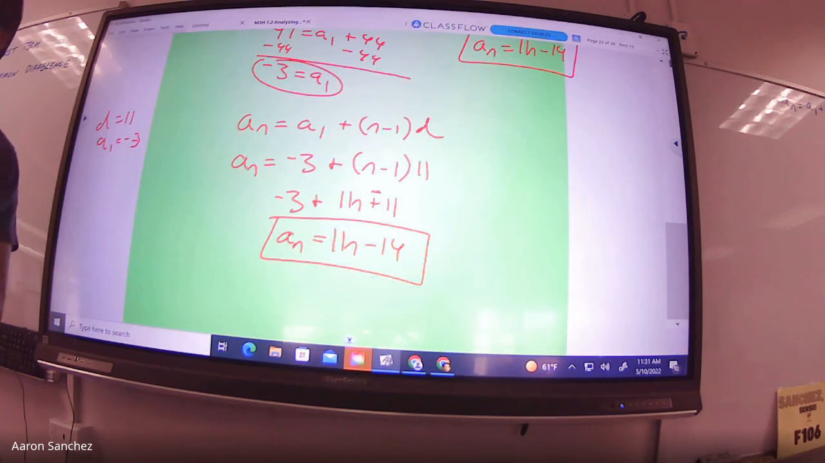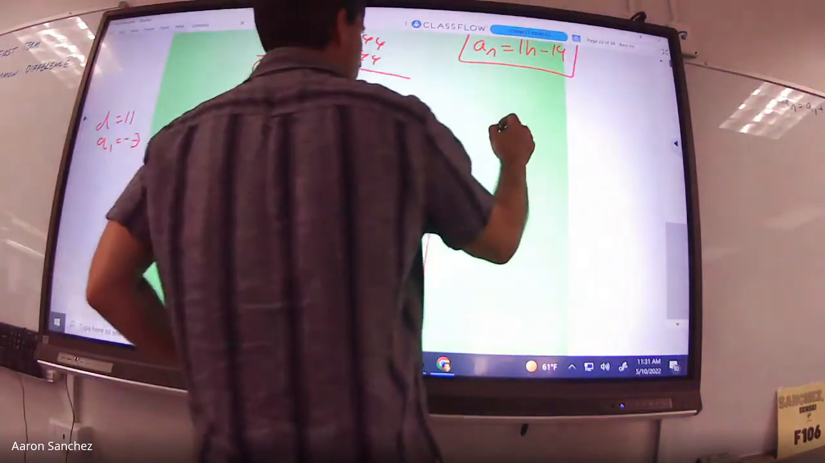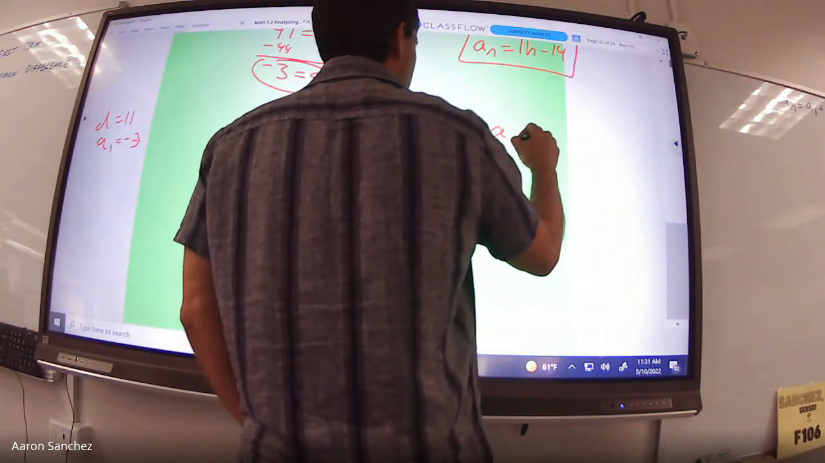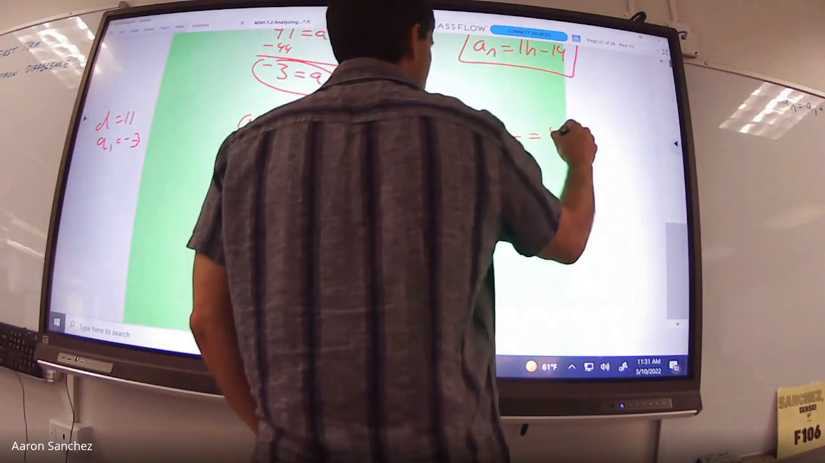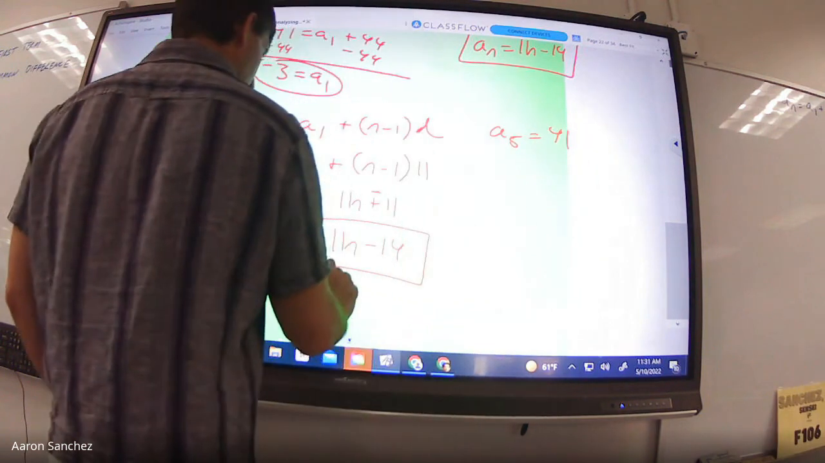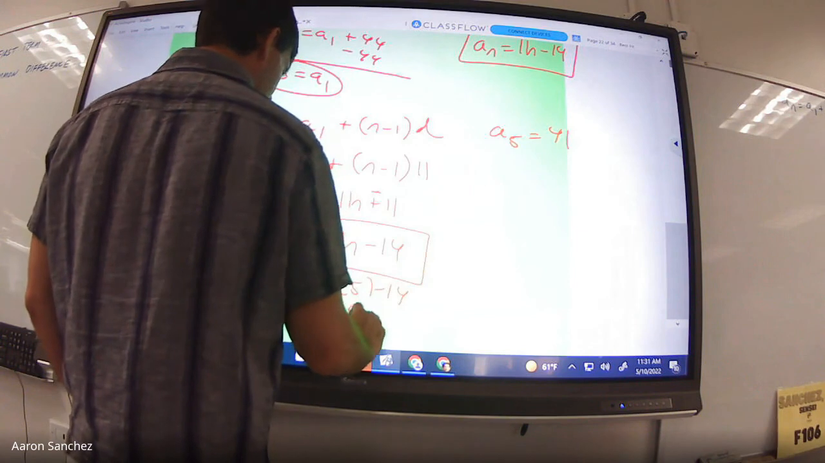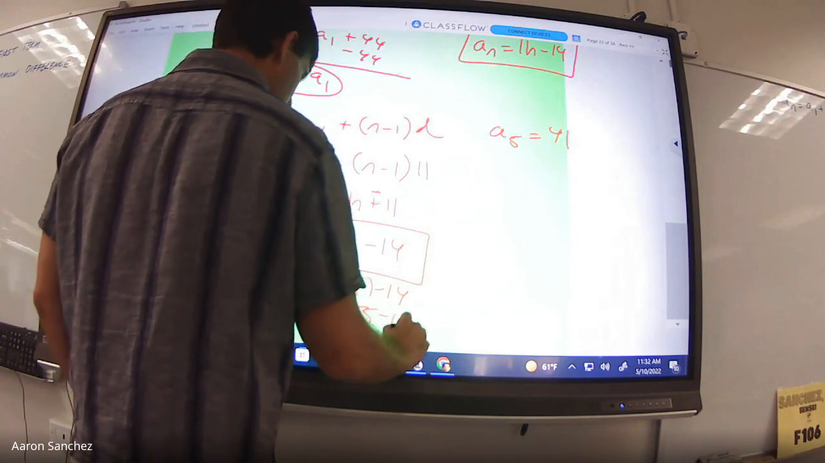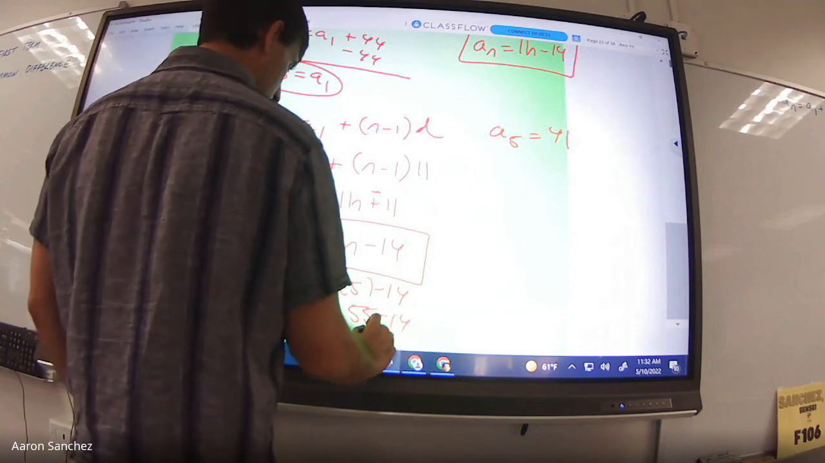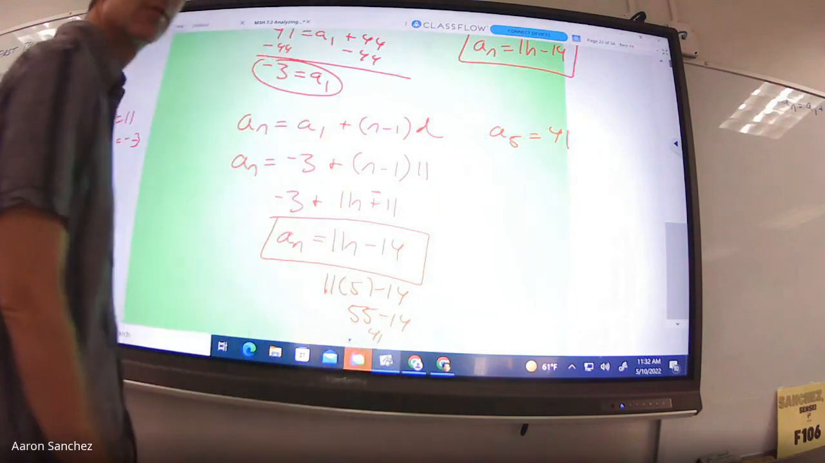Oh no. How can we tell? Plug in a value. So what are the two values again? 5 and 10. A sub 5 equals 41. So plug in 11 times 5 minus 14. So 55 minus 14 is 41. So it works.